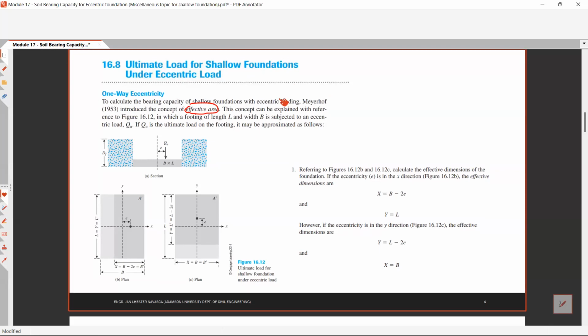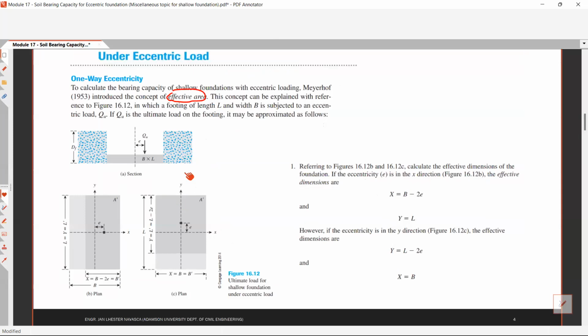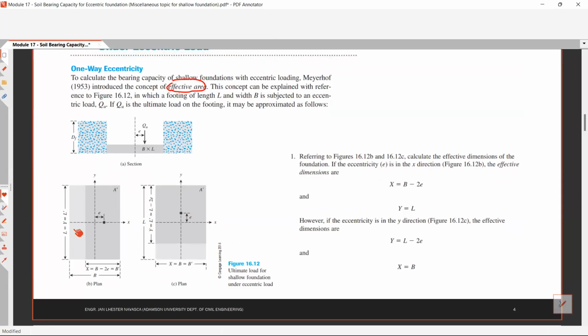So, Meyerhof in 1953 introduced this effective area concept. Okay. So, paano ba yung effective area concept? For example, meron kang bending in X, one-way eccentricity. Ang eccentricity mo is in the X-axis. Sorry, bending in Y, kasi yung eccentricity in X, magko-cause ng moment in Y.